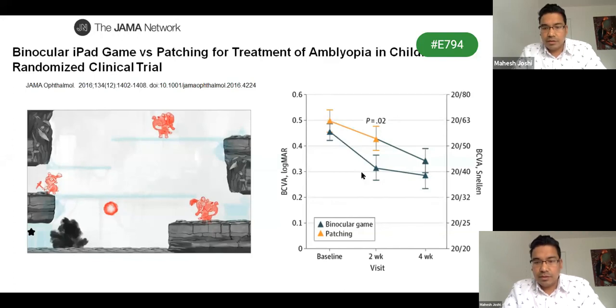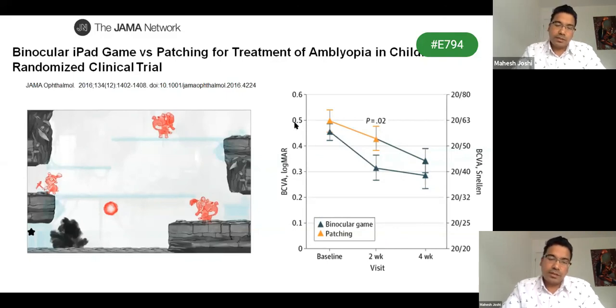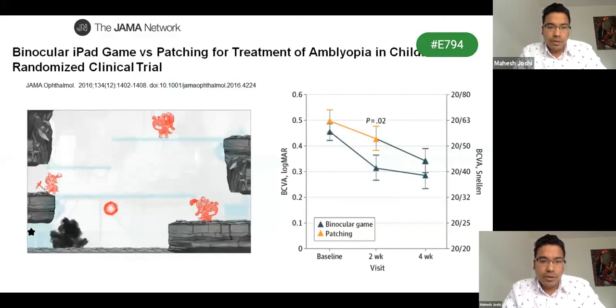But as they went on to the 2-week visit, in the group that was only playing the video game, the visual acuity improved by more than 1.5 lines, whereas in the patching group it only improved by around half a line. So this was a study that showed that video gaming could be used to improve amblyopia, but this study was not powered well. Even though it is a randomized clinical trial, it was not powered to give concrete evidence that video gaming could be better than patching, but at least it shows that this kind of treatment modality could also be useful, right?